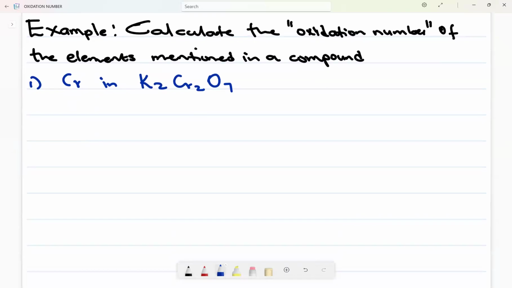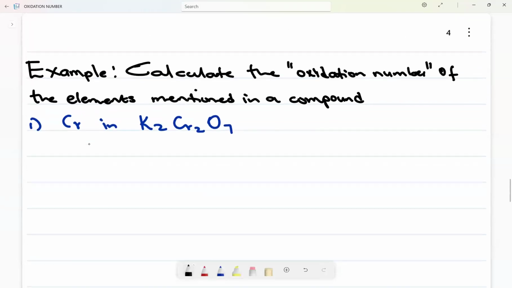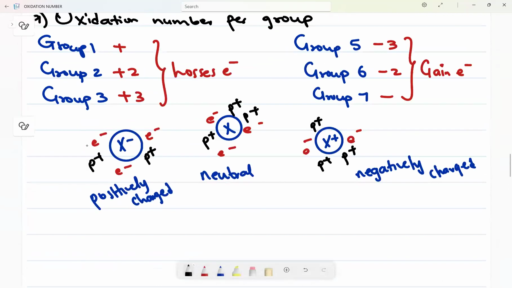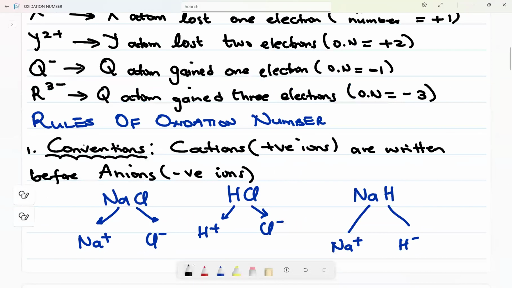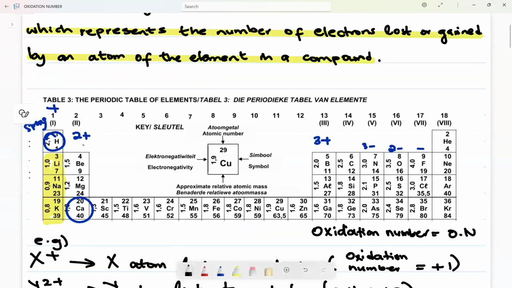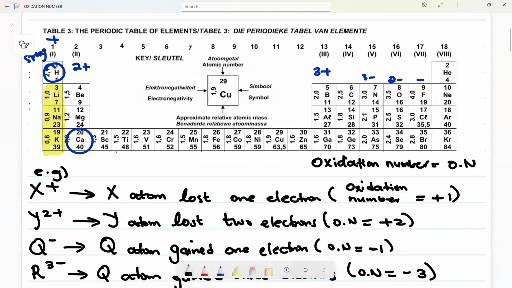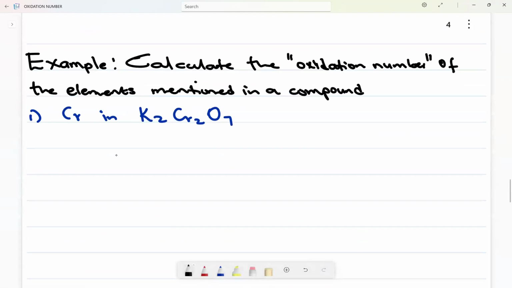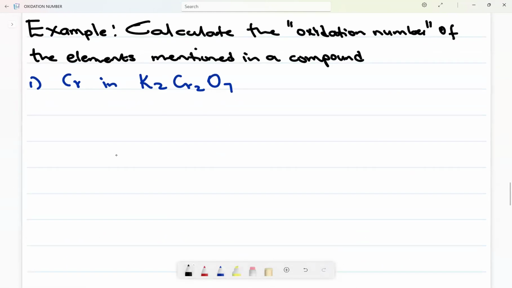Guys, what I'm going to do is, remember how we write charges? We know that K is positive. So I'm going to say K is positive. You can go to the periodic table. You know K is in group 1. So if it's in group 1, it has an oxidation number of +1.